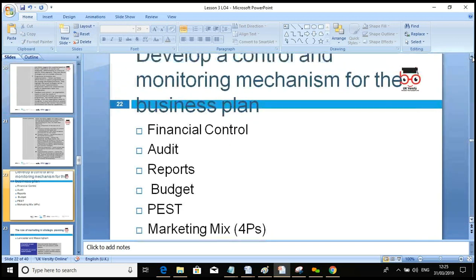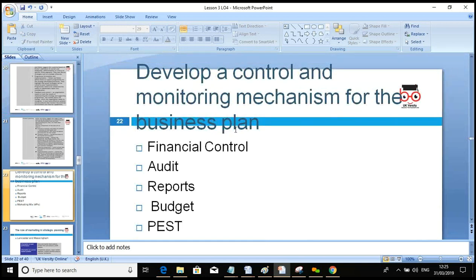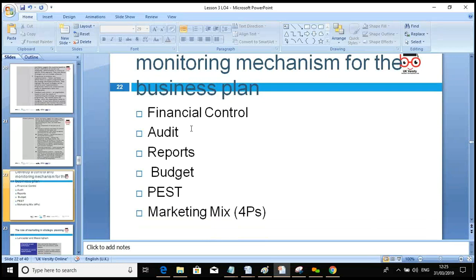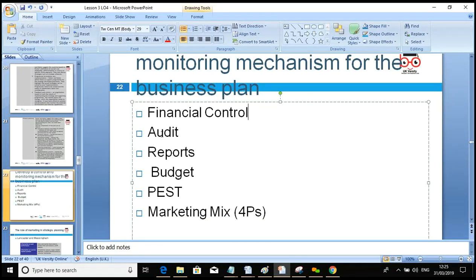Okay. Next, the assessment criterion is to develop control and monitoring mechanisms for the business plan. So control can be financial control. We can use various ratio analyses or other controls, such as variance between budgeted and actual. There can be an audit; we can do an audit for control. We can produce reports and look at performance against budget. And for control purposes, we must show we consider political, economic, social, and technological factors, in terms of maybe legislation change, funding change, and anything else.